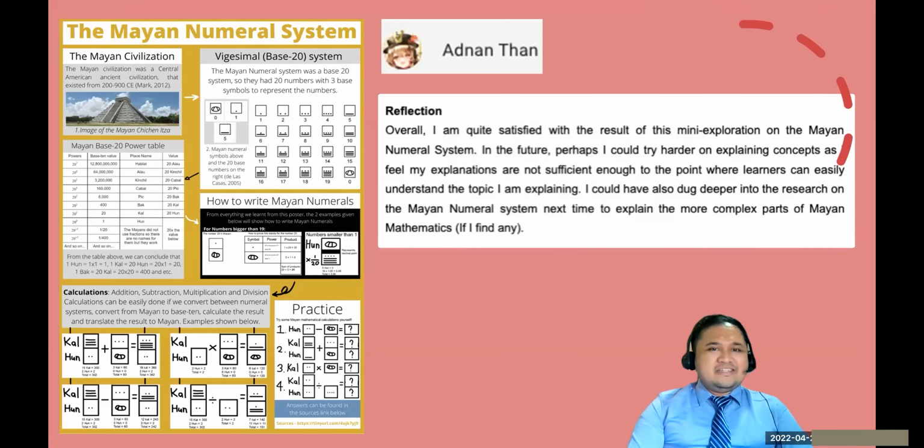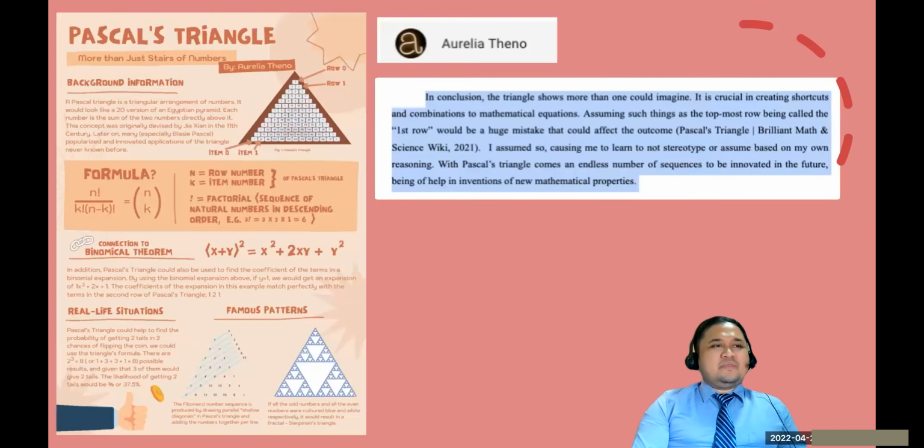Here it is from Adnan. As you can see, there is the reflection part and also the poster on the left. That's from Adnan. From Aurel, it's about Pascal's triangle. And she wrote how she could improve in the future for further research, or what she has learned after doing this kind of assignment.